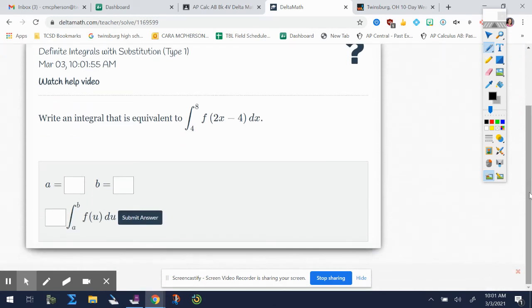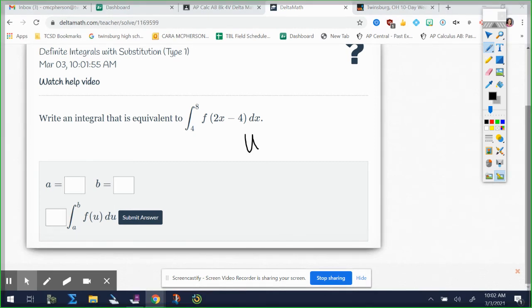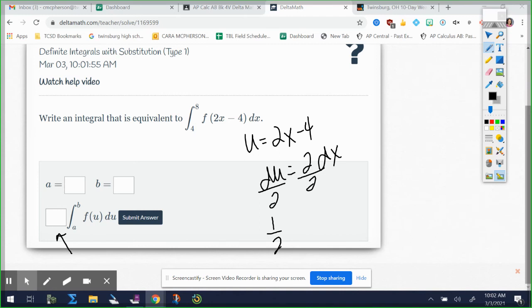Ah, perfect. And this one's actually a very simple one. So my u for this one is the inner function. So my u is 2x minus 4. Derivative of that is 2. I don't have a 2 there, so I'm going to divide both sides by 2. So my adjustment is 1/2. That's what's going to go in front of the integral.